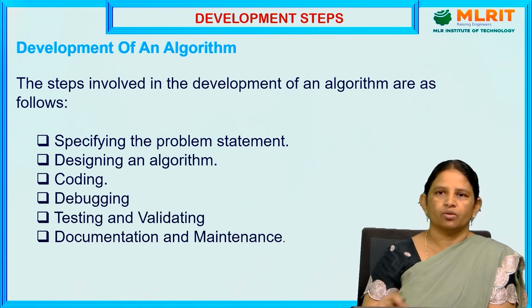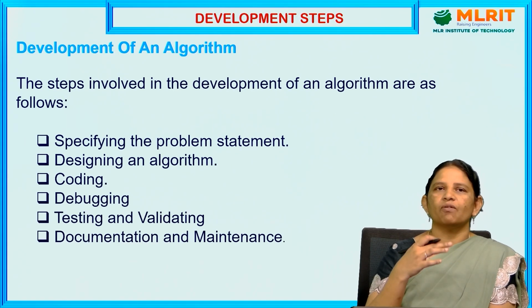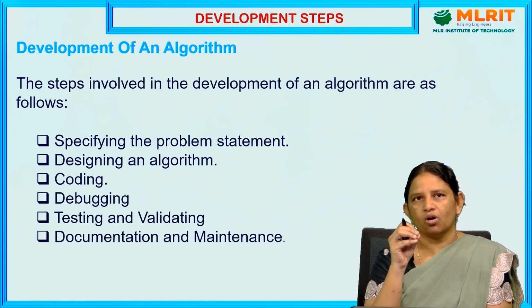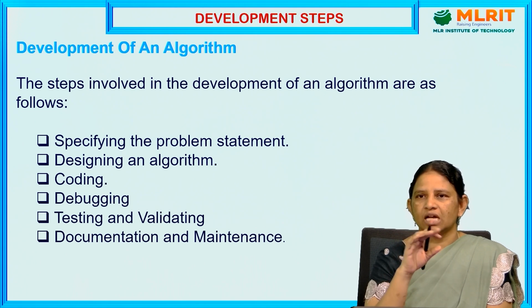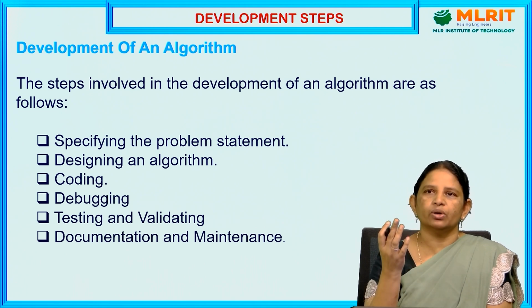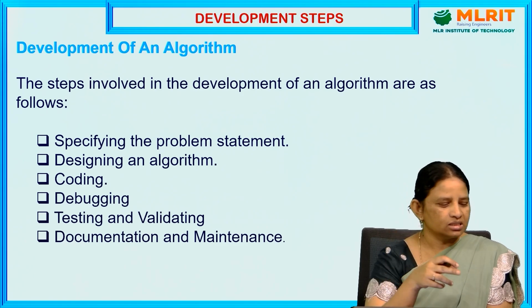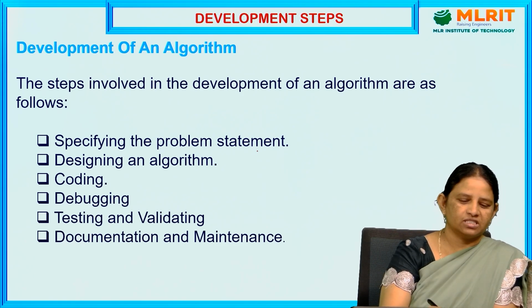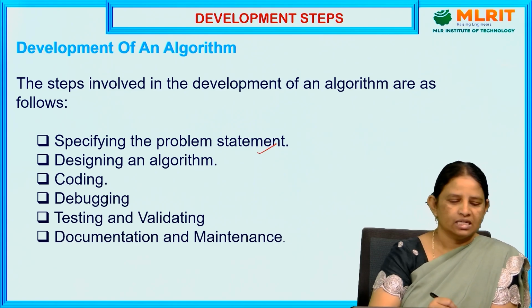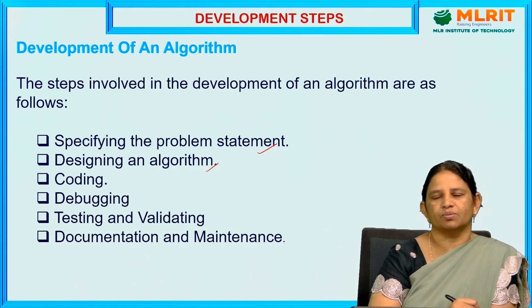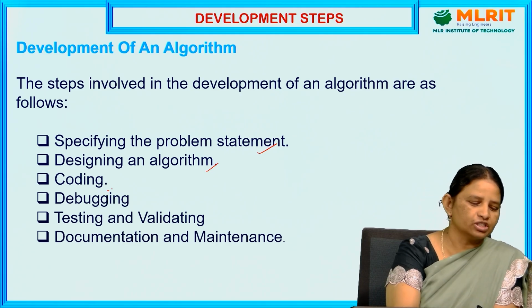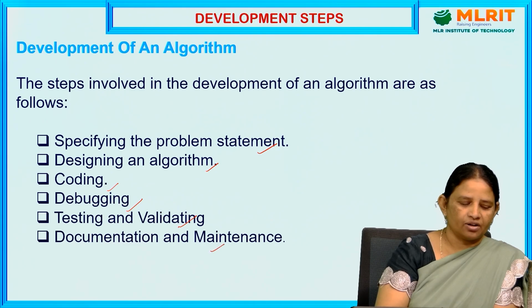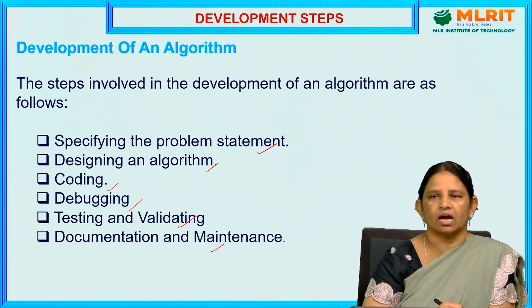Now, we are going to start the development of an algorithm. We follow some development steps. Once the algorithm is designed, then we develop it. There are 6 steps involved in the development of an algorithm. First step is to specify the problem statement. Second is designing an algorithm. Third is coding. Fourth is debugging, fifth is testing and validating, and sixth is documentation and maintenance.